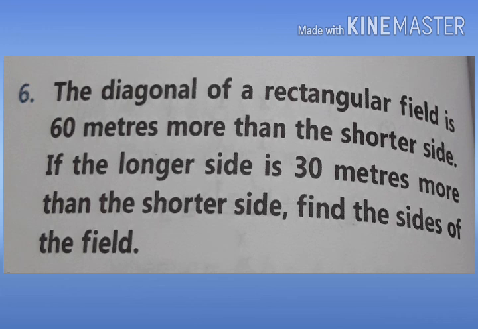Here, exercise 4.3, sixth question. The diagonal of a rectangular field is 60 meters more than the shorter side. If the longer side is 30 meters more than the shorter side, find the sides of the field. In the question it is given that the diagonal of a rectangular field is 60 meters more than the shorter side, if the longer side is 30 meters more than the shorter side.